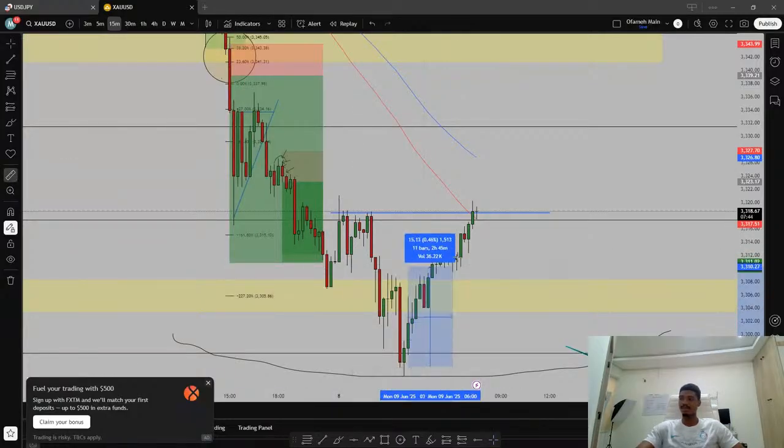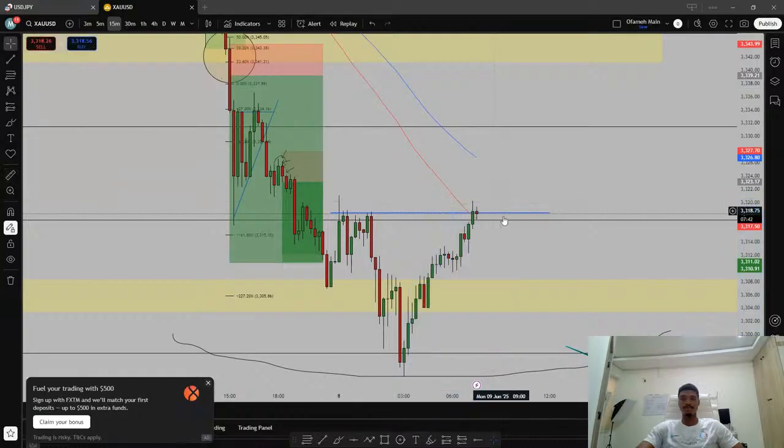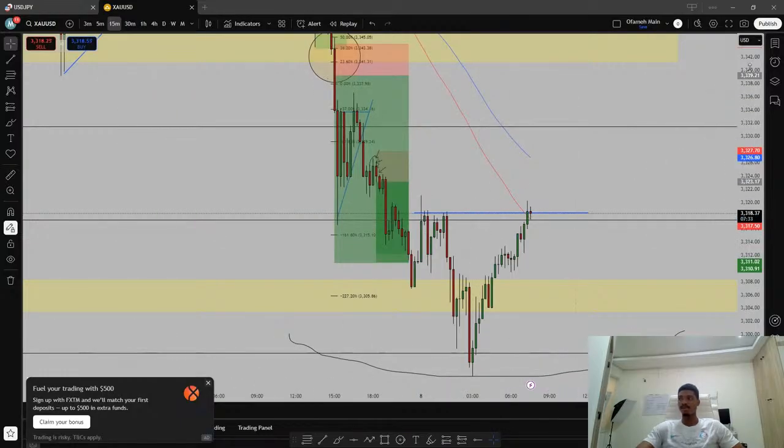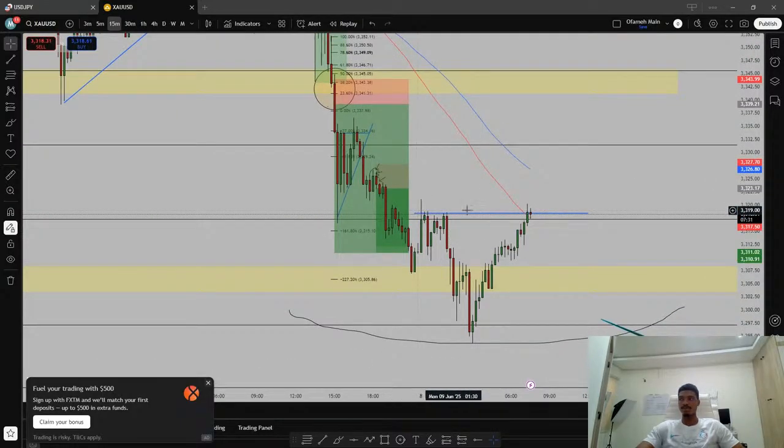Gold has done like 250 pips this morning, but I'm not interested because I'm not seeing what I want to see yet, right? For one, price is still trading below your moving average on the 15 minutes time frame, and price has not yet broken your structural support, which is here.